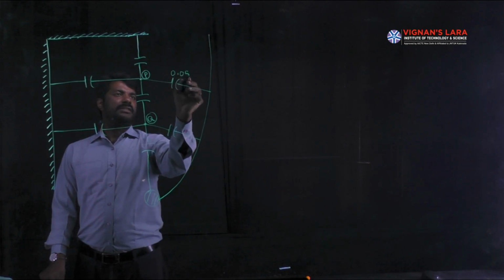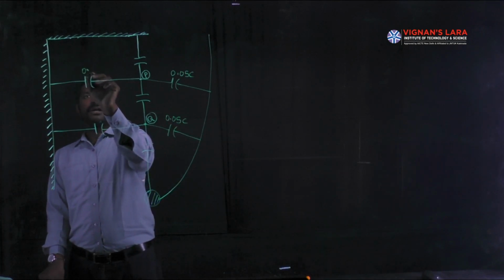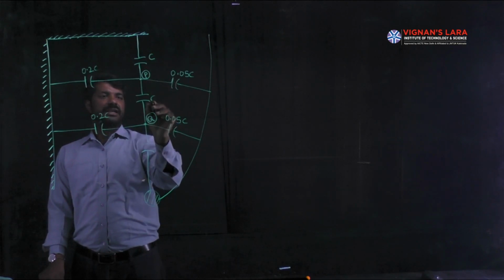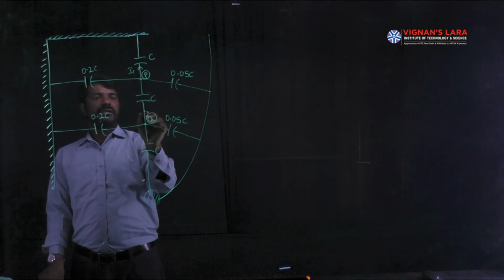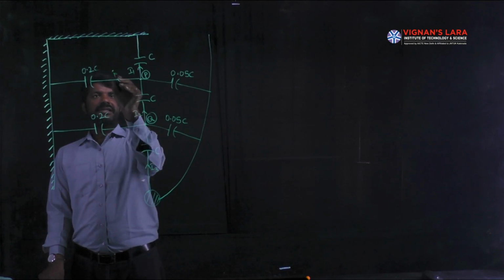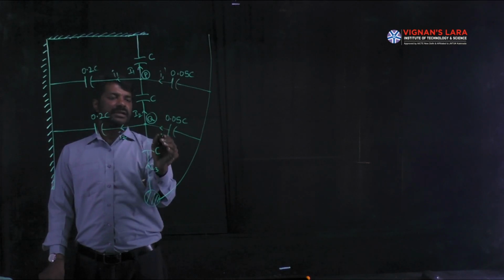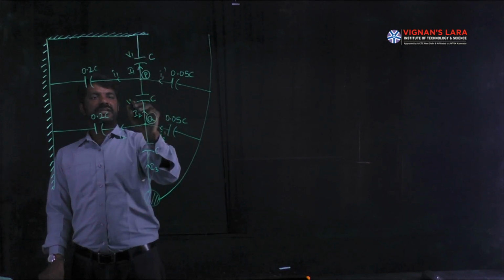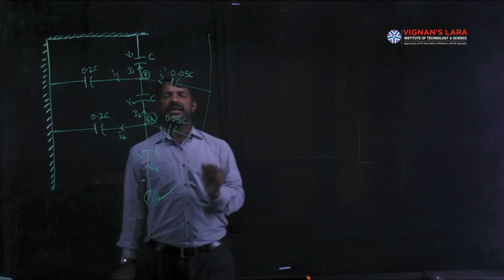In the problem they have given that these are 0.05 C, 0.05 C, 0.2 C, 0.2 C, and these are capital C, capital C, capital C, and the currents are I1, I2, I3. These branch currents are I1, I2, this current is I1 dash, and this current is I2 dash. The voltage across the first unit is V1, the second unit is V2, and the third unit is V3. With this we have to estimate the string efficiency.